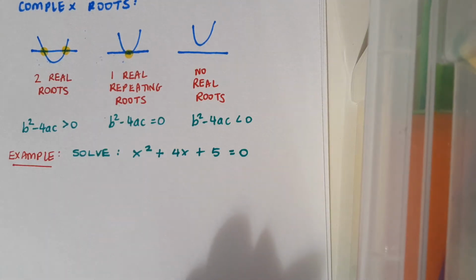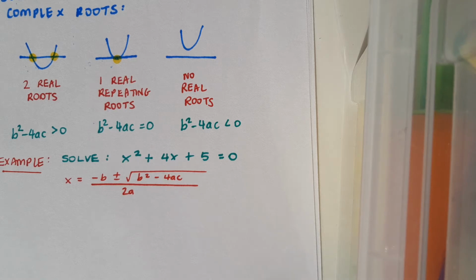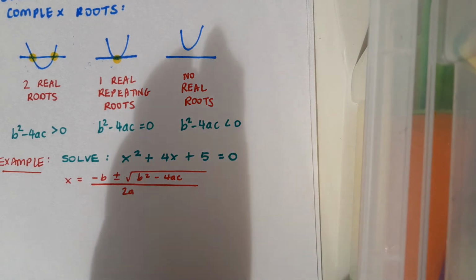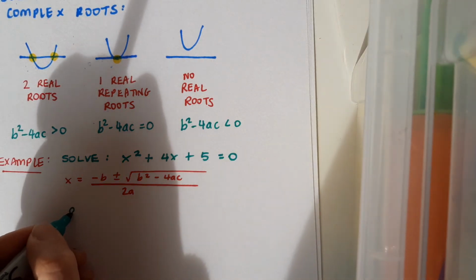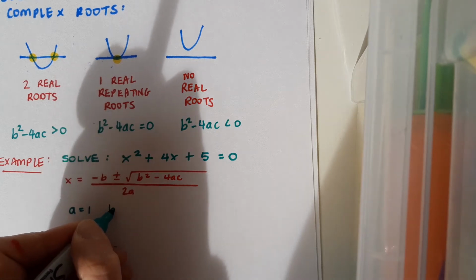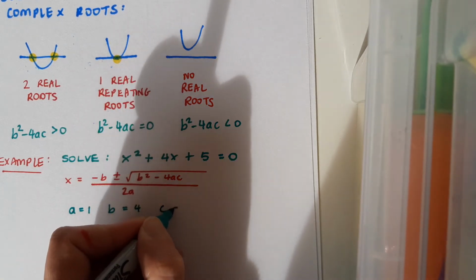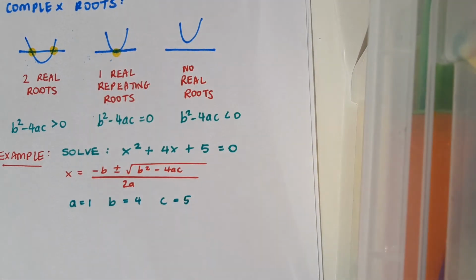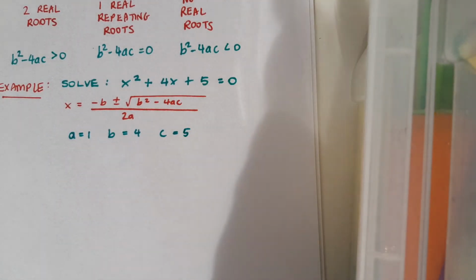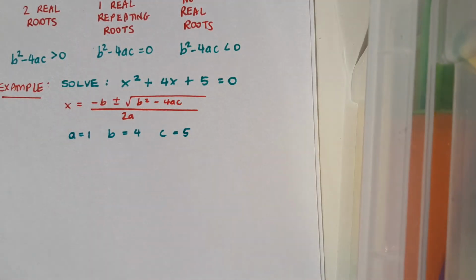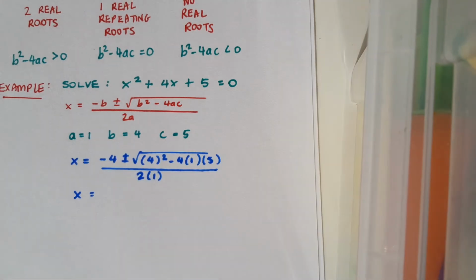So here's our question. We're going to solve x squared plus 4x plus 5 equals 0. And I'll tell you in advance that this particular quadratic is going to have complex roots. So here's our formula, and we're going to identify our values for a, b, and c. So a is going to be 1, b is going to be 4, and c is going to be 5. And then we're going to substitute those into the formula. So again, if you want to take a moment here to pause the video, do that yourself, and then unpause at the stage at which you run into difficulties.